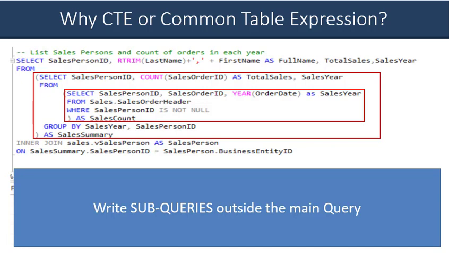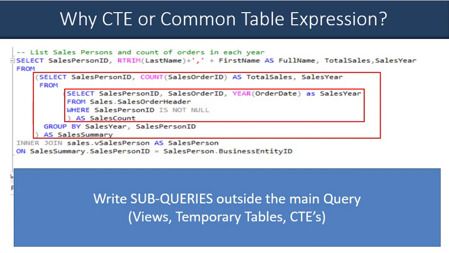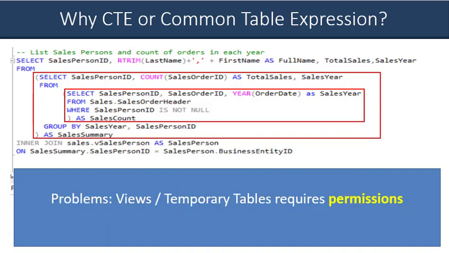We can reduce this complexity if we can somehow write the subqueries outside the main query and then refer to these queries in the main query or outer query. For example, we can create views or temporary tables for the subqueries and then refer to these in the main query. But what if you don't have permissions to create temporary tables or views in the database?